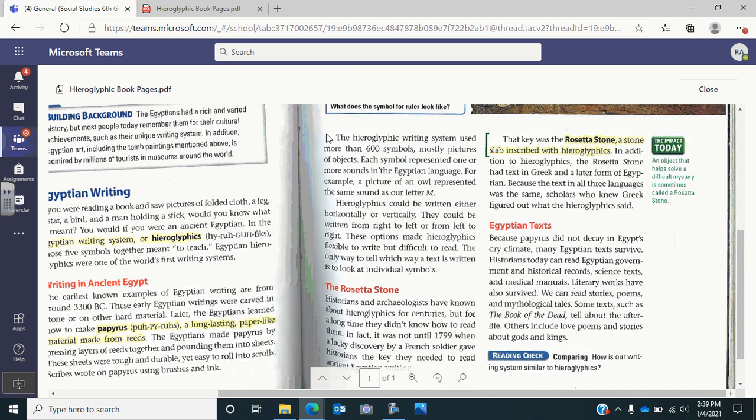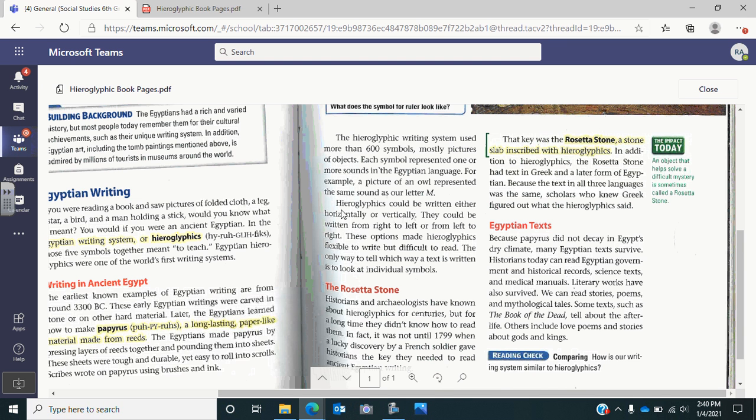We have 26 letters in our alphabet. They had 600 symbols that they had to know. Each symbol represented one or more sounds in the Egyptian language. For example, a picture of an owl represented the same sound as our letter M. Hieroglyphics could be written either horizontally, which is the way our words are written, or the words could be written vertically, so they could be written up and down.